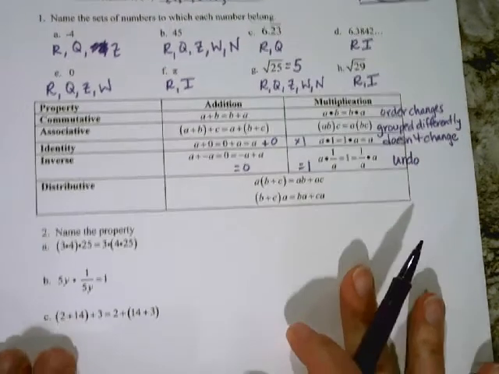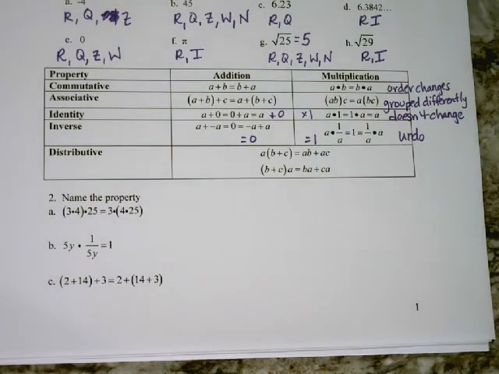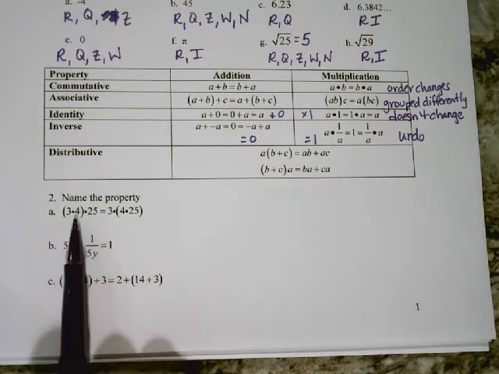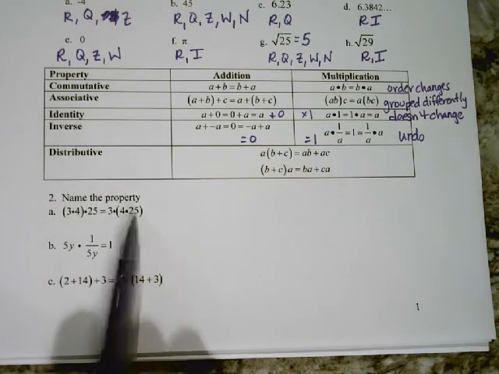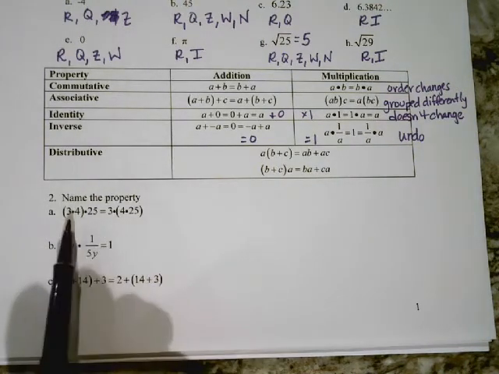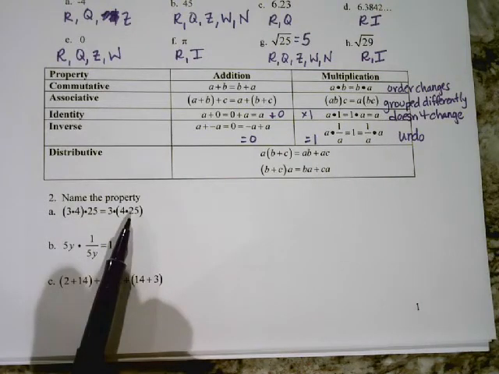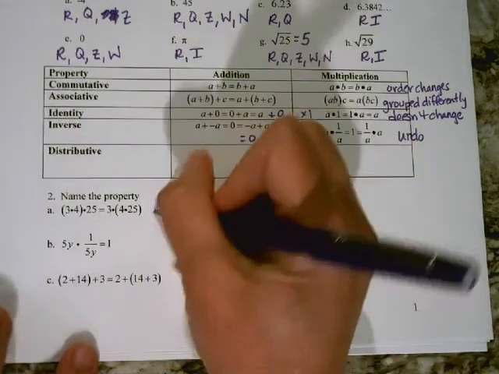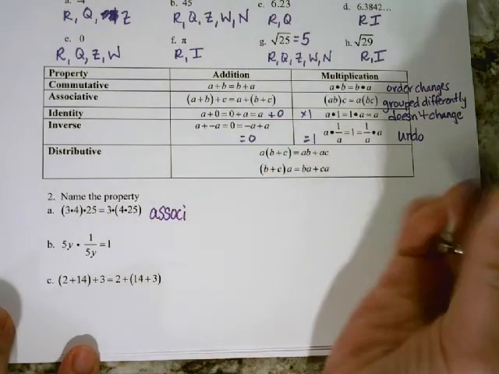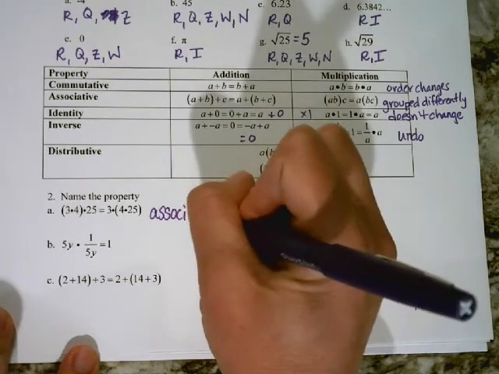All right, so now we're going to decide which property this is. Looking down here at number 2, the first thing I'm going to check is to see if they're in the same order. 3, 4, 25, 3, 4, 25. They're in the same order, so it's not commutative. But in the first one, I have 3 and 4 grouped together, and then I have 4 and 25 grouped together. So this is my associative property. Now, technically, it's the associative property of multiplication, but if you can identify it as associative, I'm a happy lady.